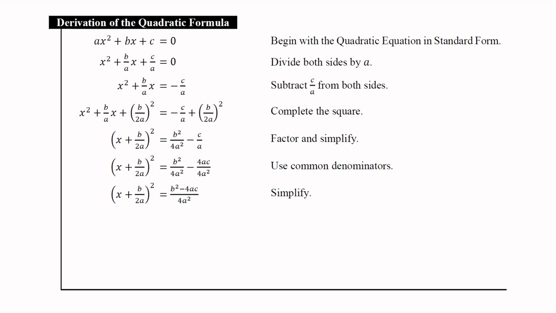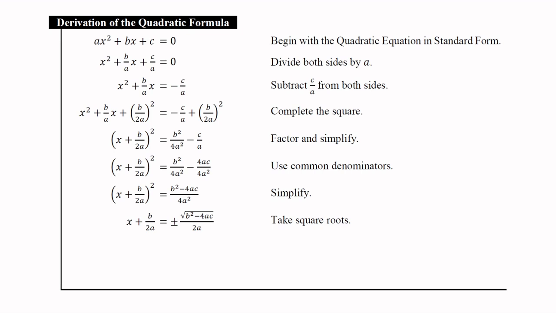Now that we have simplified the right side, let's take the square roots of each side. So the square root of the left-hand side is quite obviously x plus b over 2a. On the right side, we are going to get plus or minus the square root of our numerator, b squared minus 4ac, all over 2a, because the square root of 4 is 2, and the square root of a squared is a.